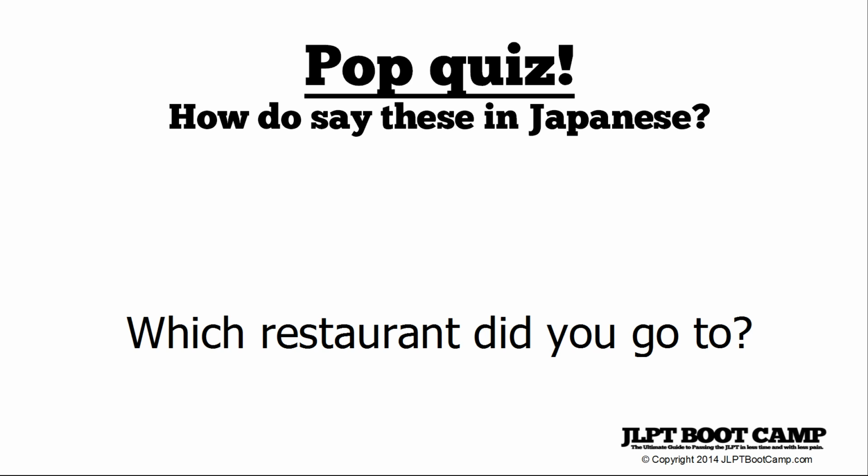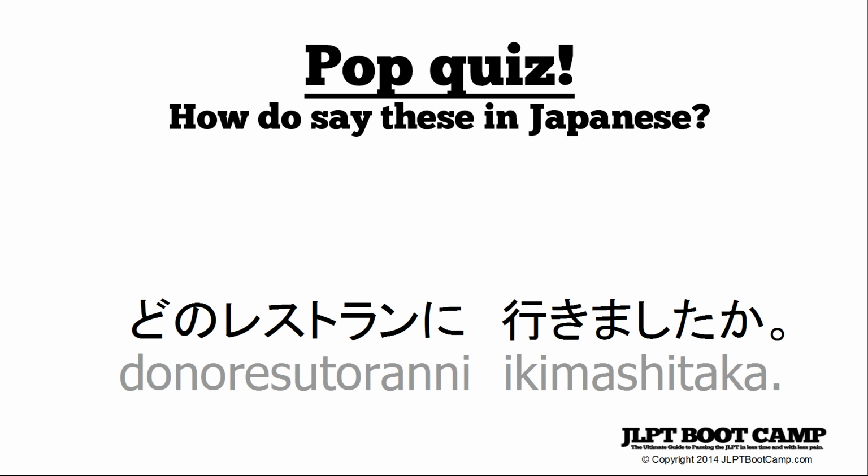Which restaurant did you go to? In Japanese, that would be, dono restaurant ni ikimashita ka? Dono is which, restaurant is restaurant, and ni marks to a particular place, for movement. Ikimashita is the past tense of go, and ka is the question marking particle.